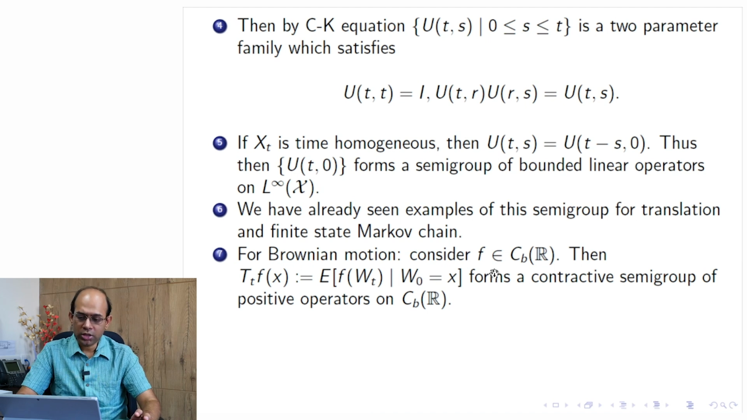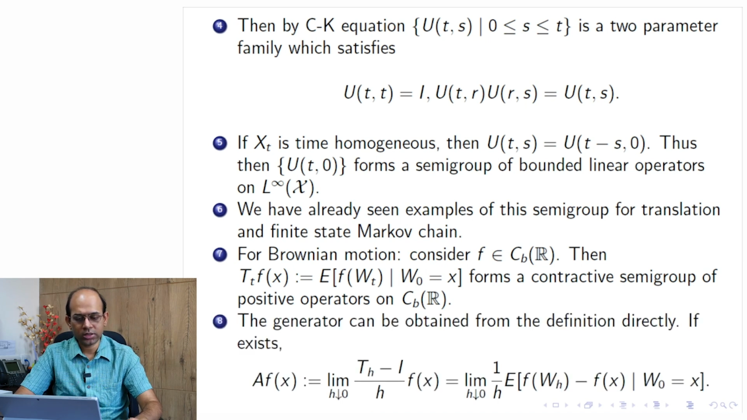So this forms a contractive semigroup. It doesn't need a separate proof, because from the earlier steps we know that this forms a semigroup, and not only that, the norm is less than or equal to 1. So it is a contractive semigroup, and also it is a positive operator. Why is it a positive operator? Because if f is non-negative, the expectation is also non-negative. So this operator takes a positive function to a positive function. So it's a positive operator on this C_b(R).